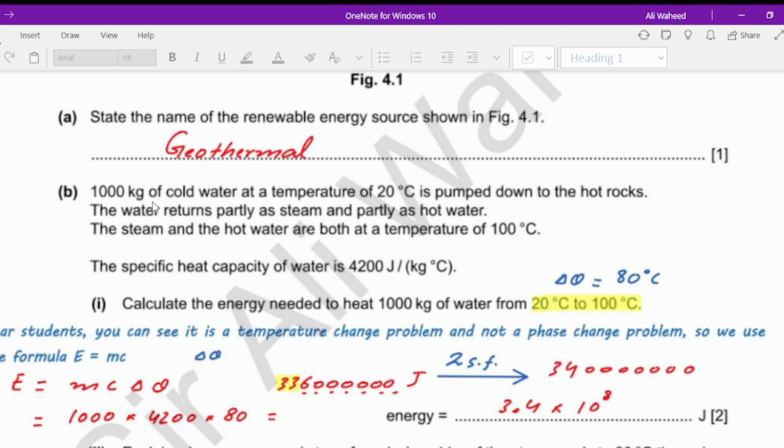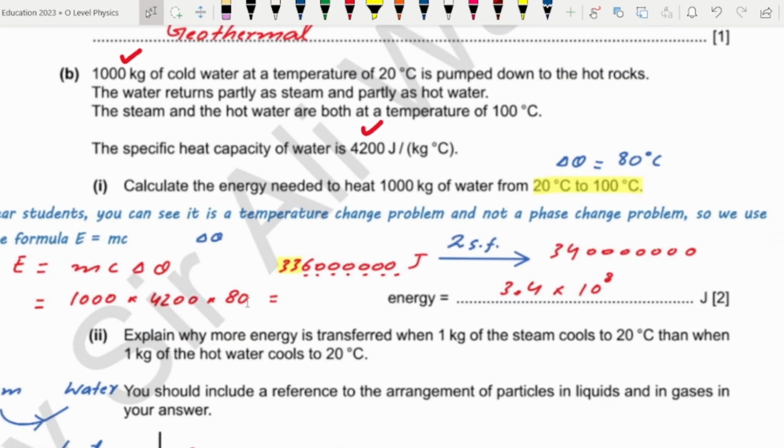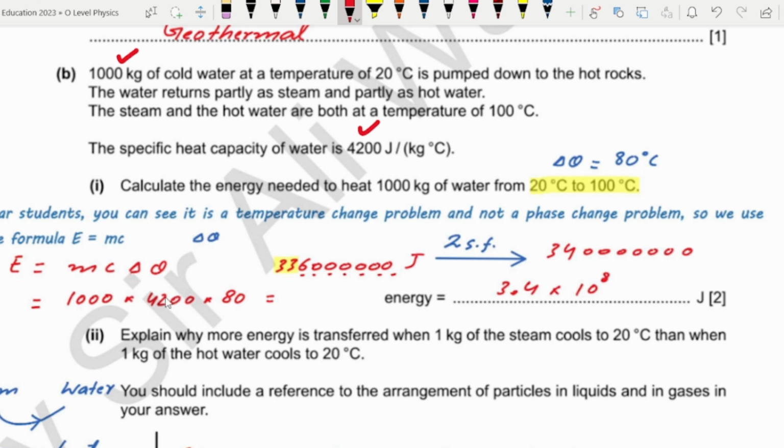Then you have the second part, part B, kind of an easy one. Just going through the statement, you're given the value of the mass of the cold water, the value of the specific heat capacity, and the change in temperature. You need to calculate the energy that is needed for the water to raise its temperature from 20 to 100. You simply apply the formula, that is E equals mc delta T, or you can also write delta theta. Delta theta, delta T, they represent the change in temperature.